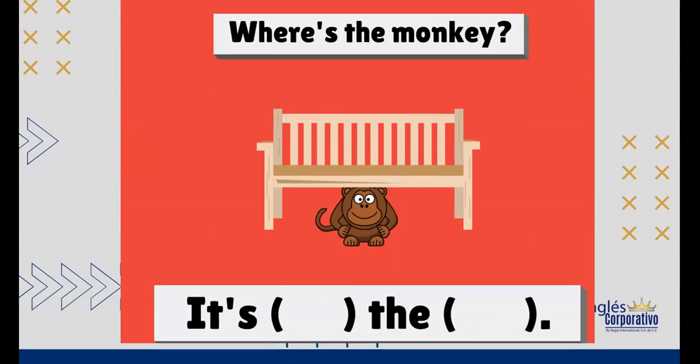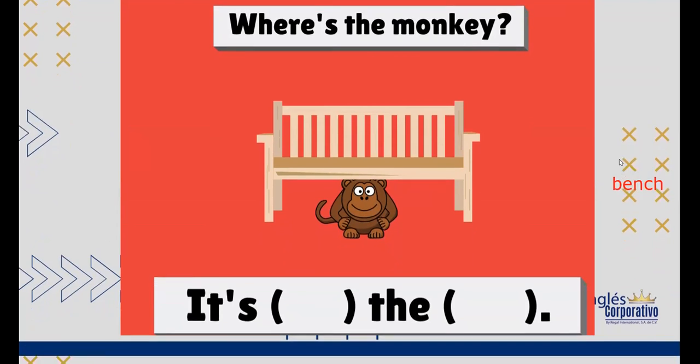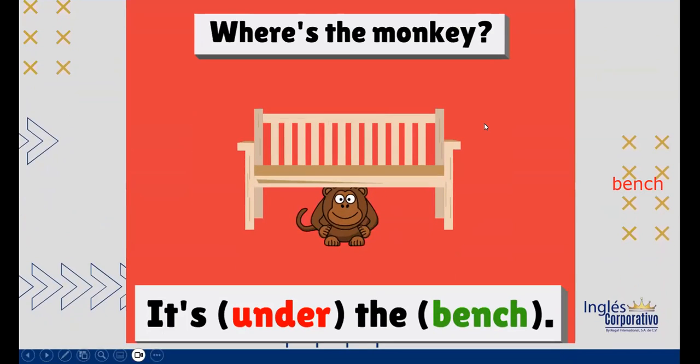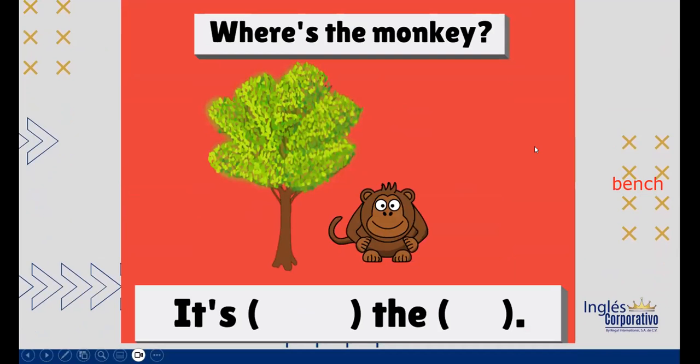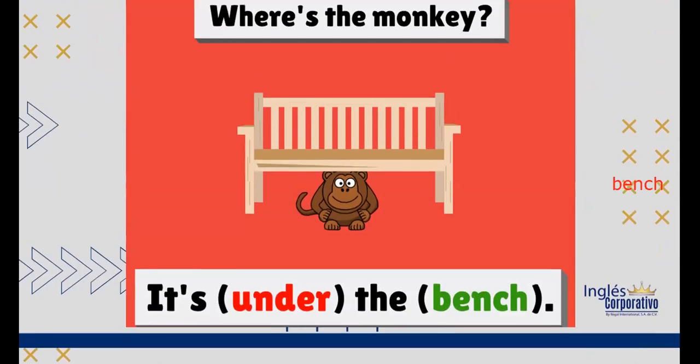What about this one? Where is the monkey? Banca se dice bench. Under the bench. Under the bench. Bench. Let's see. Yes, very good. Where is the monkey? Next to the tree.